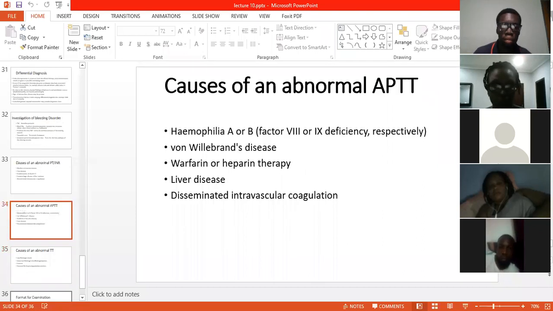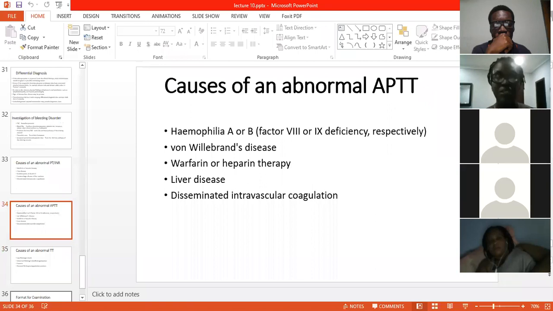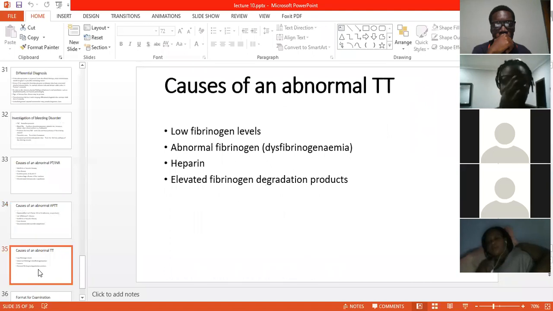Then if you do your APTT test and it is abnormal, then straight away you should start thinking about things like hemophilia or von Willebrand's disease. Or maybe the patient is on warfarin or heparin. Also, if the patient has a liver disease, because the clotting factors are made in the liver. So if the thrombin time is abnormal, then you are looking at fibrinogen specifically, or problems with heparin.